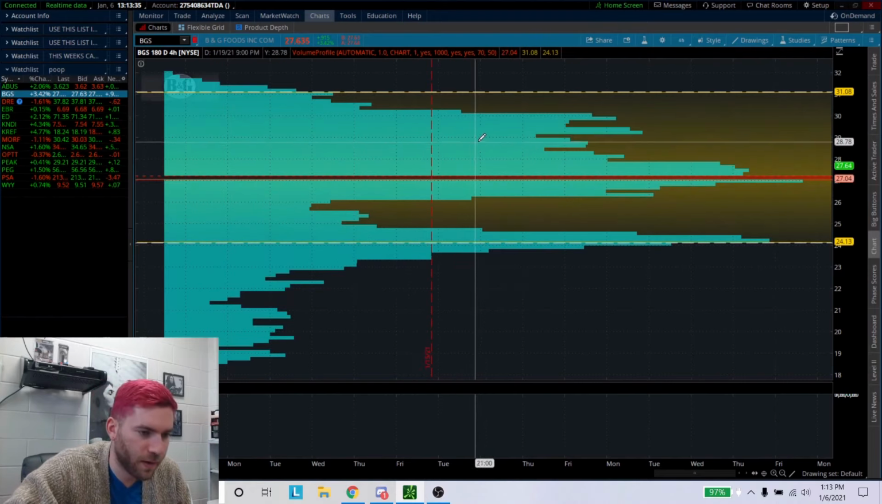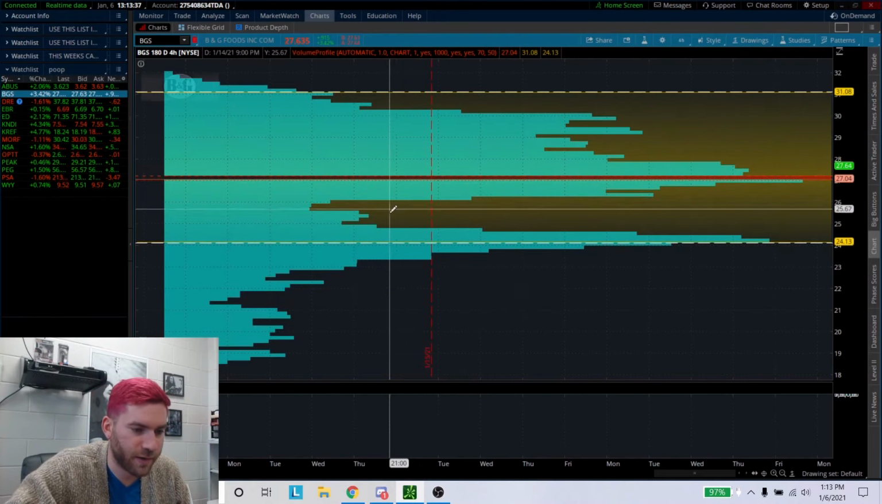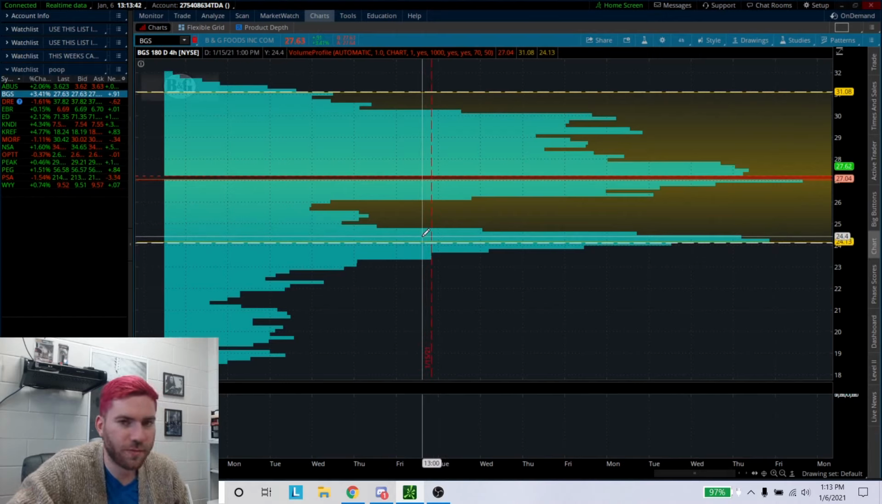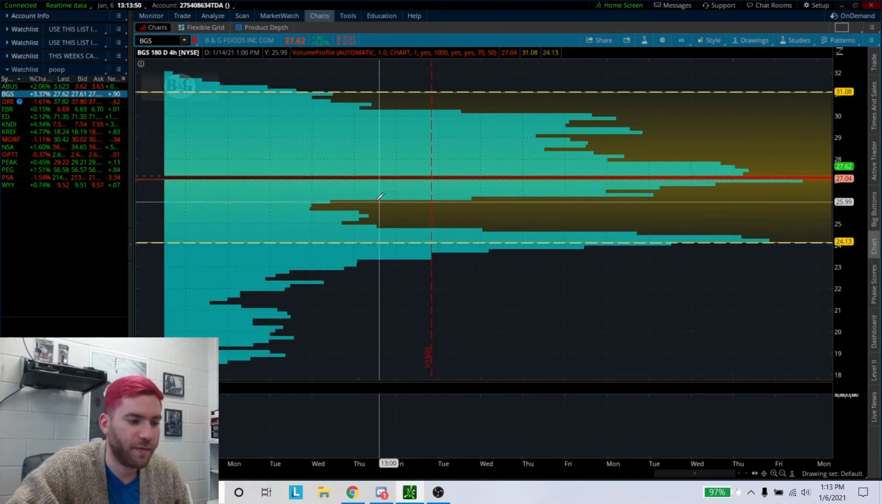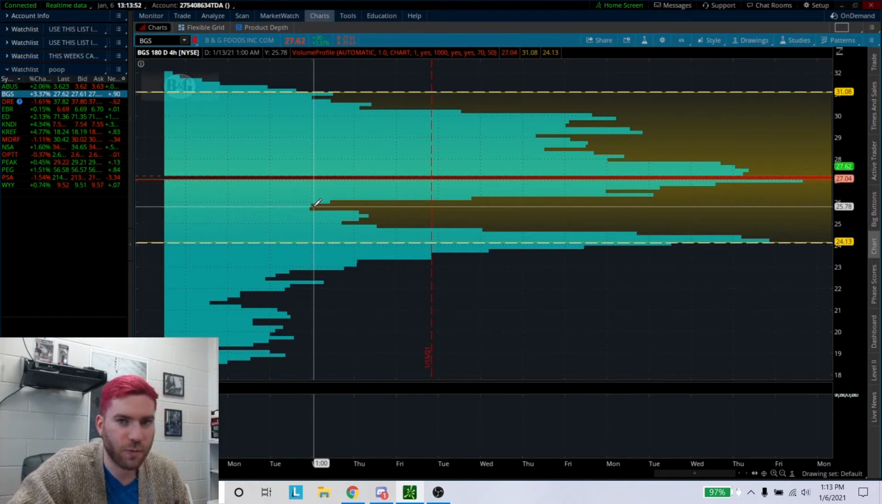What we're going to find is that the large area of volume, the higher the volume, it's going to act as a support and a resistance. I'll say that again. If it's a high volume node, it will act as a support and a resistance. If it is a low volume node, it will be used as an area for wicks to occur. One more time. High volume nodes act as support and resistances. Low volume nodes act as an area for wicks.